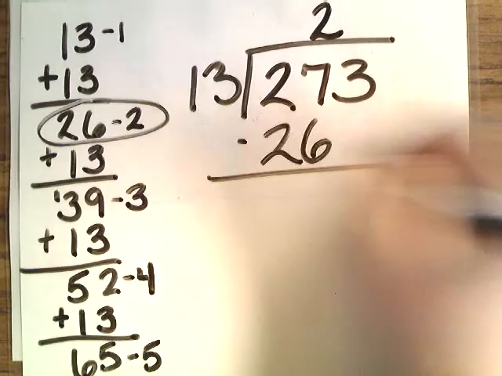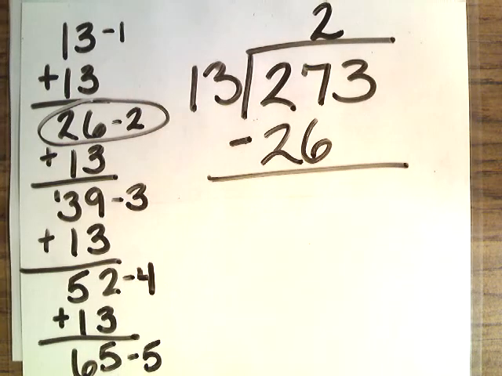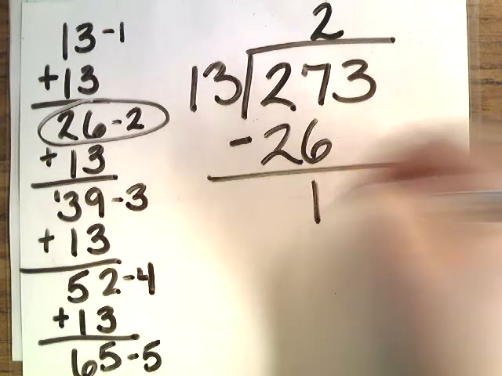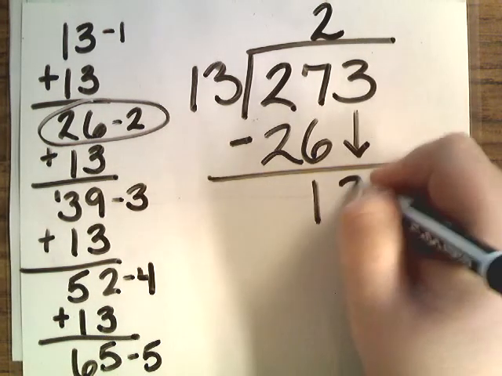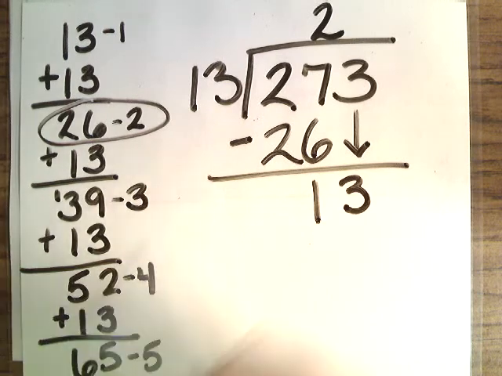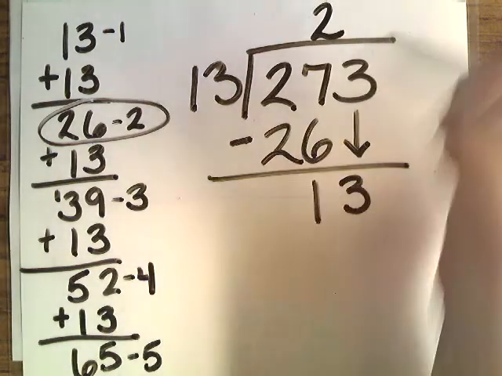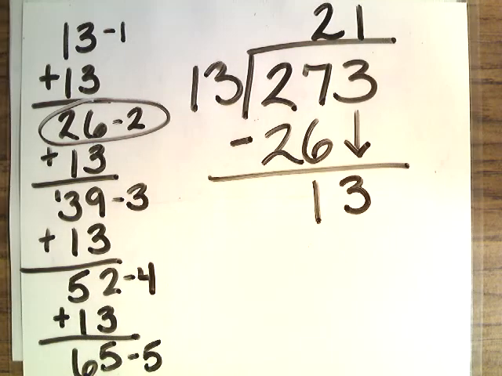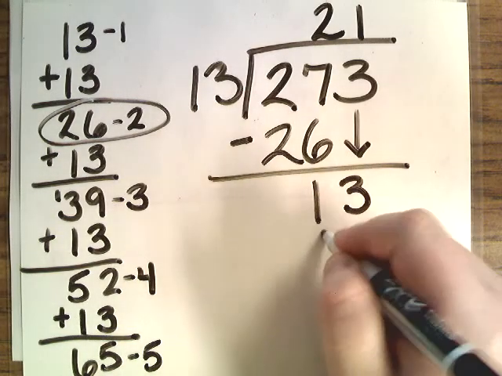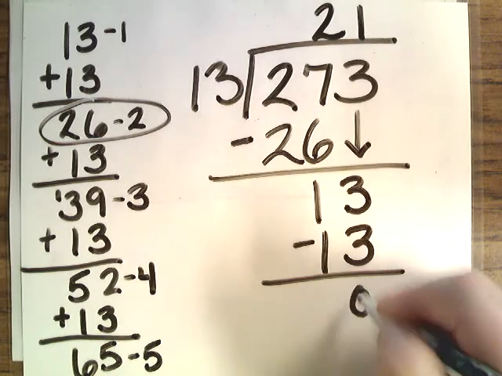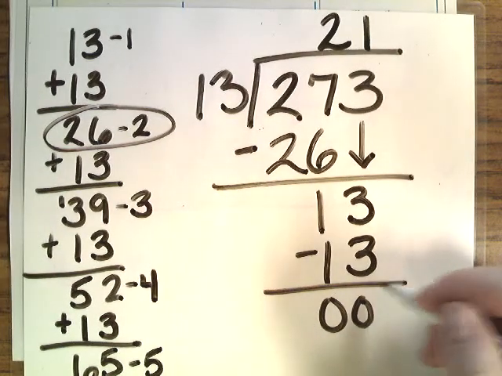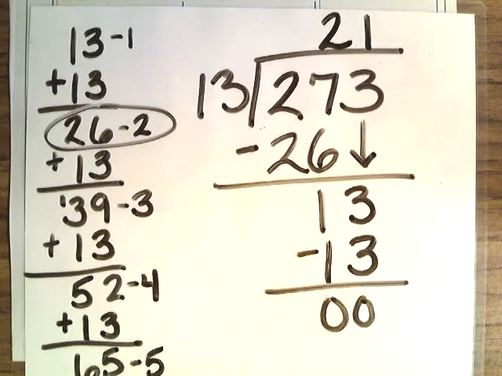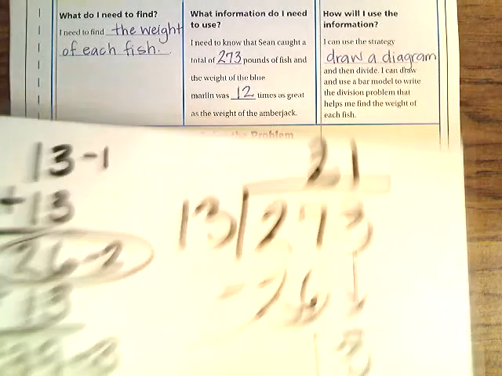We subtract. Whoops. 7 take away 6 is 1. 2 take away 2 is just 0. We bring down the 3. And 13 fits into 13 one time. 1 times 13 is just 13, and we subtract and get 0. We have no more numbers to bring down. We do not have a remainder, so our answer is just 21. So let's go back to our paper.